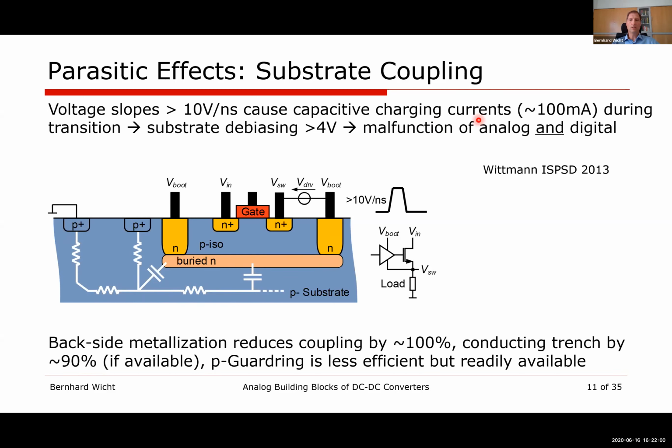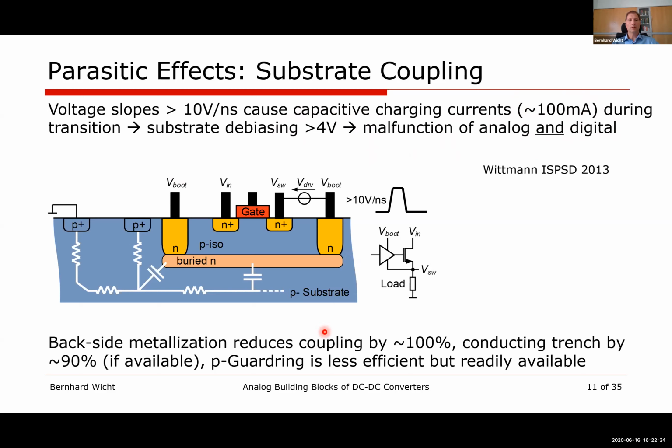So we can easily assess or estimate the current peaks that we see in the substrate, which reaches in the order of 100 milliamps. And that's why we get local substrate debiasing in the few volts range. And that doesn't only cause malfunction of analog circuits, it even may cause some bit flips in the digital logic. So that's really scary. And I've seen that in our own lab experiments a couple of years ago, before we learned how to do it, that may happen. So we need to do something about it.